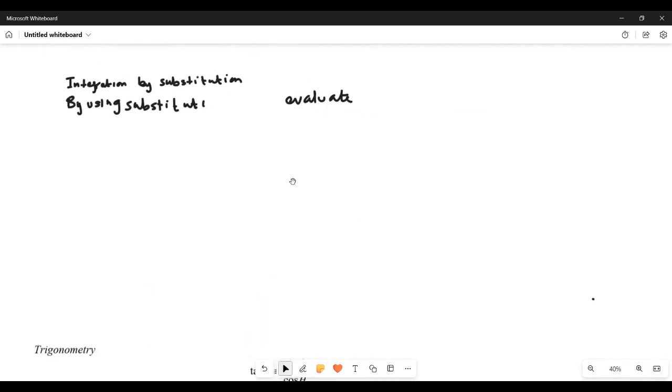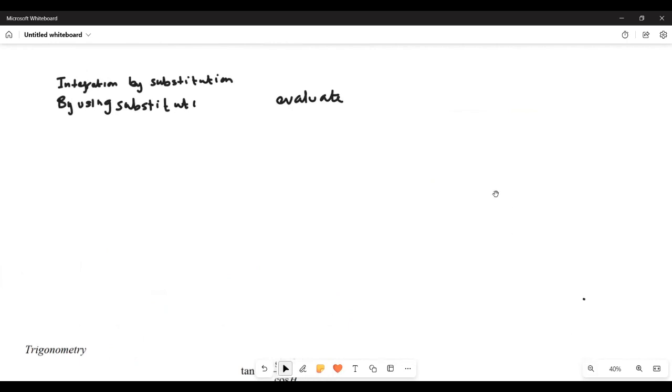So the question is that you have to use the substitution x equals 2 tan u. And you have to integrate within the limits 1 to 6, 1 upon 4 plus x square dx.